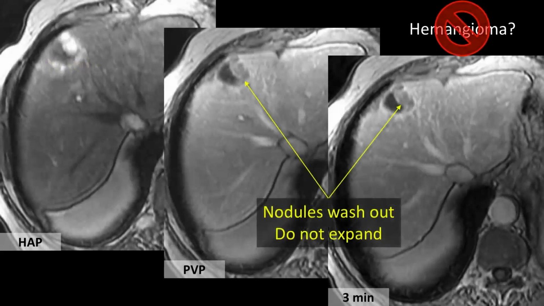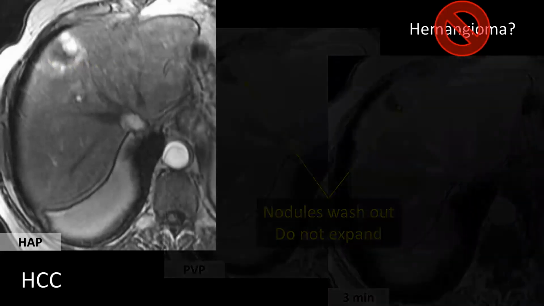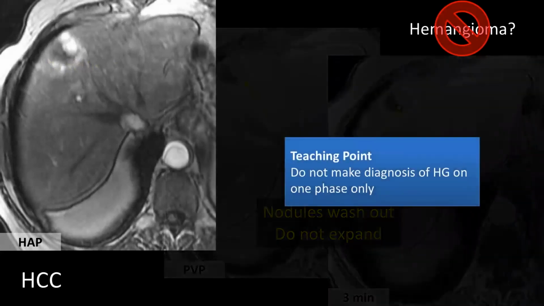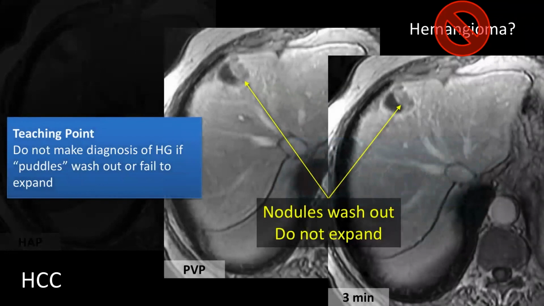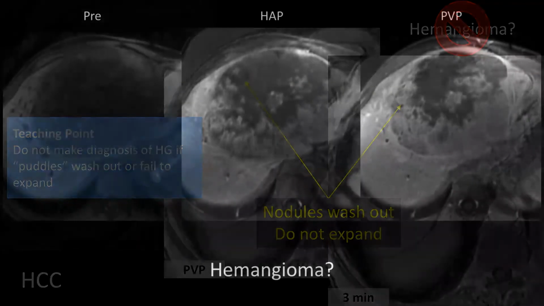But before I get to that, I just want to point out that these nodules wash out, they do not expand, so this is not a hemangioma, this was an HCC. So one teaching point is do not make the diagnosis of hemangioma on one phase only. You really want to have 2 phases to be able to see that expansion and the following of the blood pool. And the other teaching point is that if the nodules wash out and do not expand, it's not a hemangioma. So do not make the diagnosis of hemangioma if the puddles wash out or fail to expand.